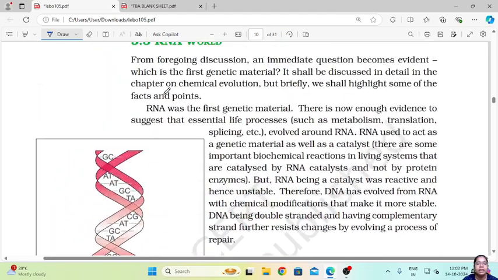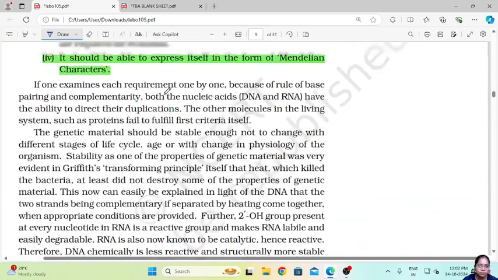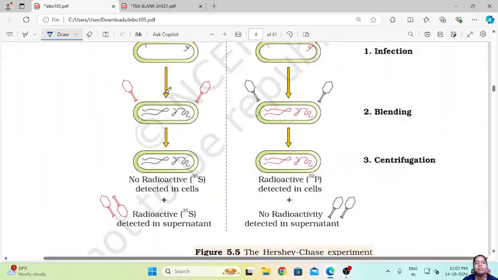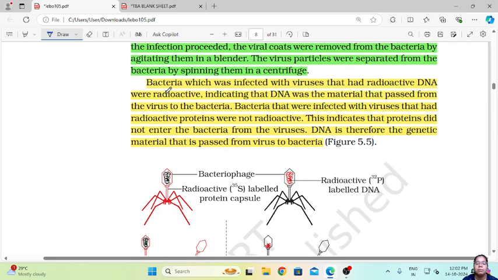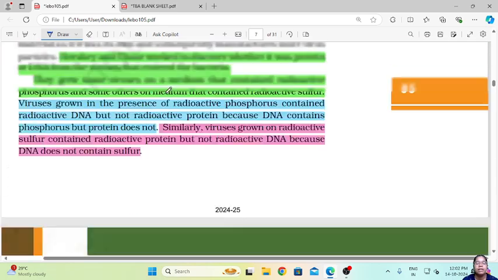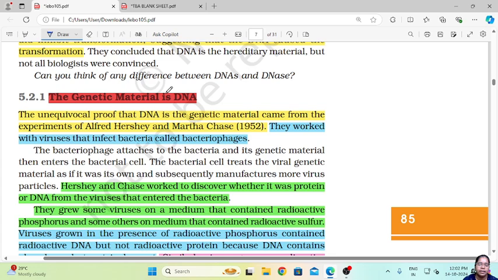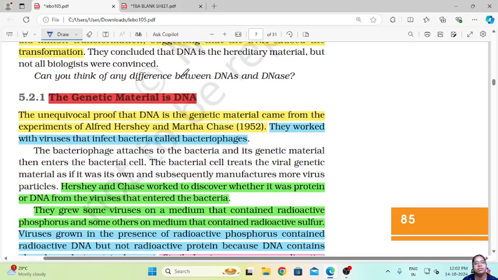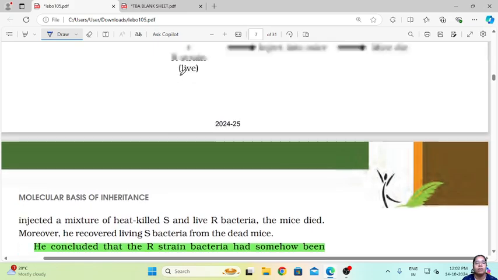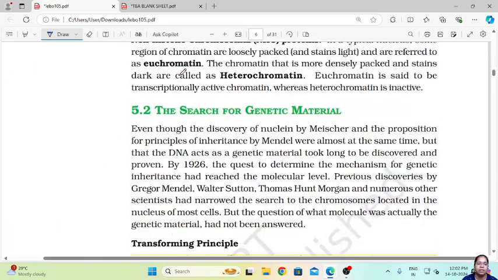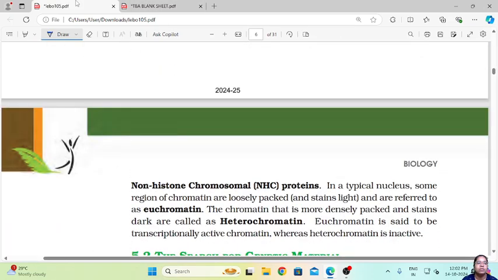So in today's class, what we have learned is what semi-conservative DNA replication is. We have seen the experiments which determine that DNA is the genetic material, and we have also seen the criteria for a substance to be a genetic material.